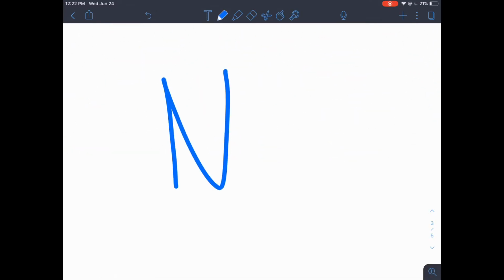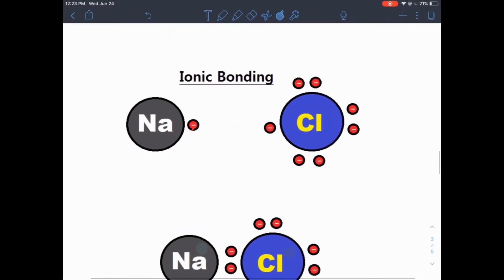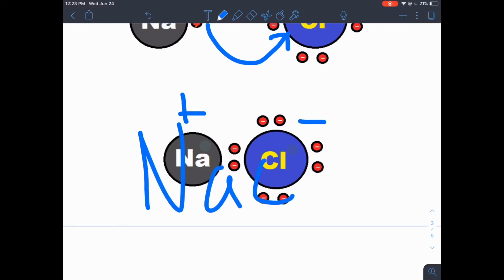An example of an ionic compound is sodium chloride, or table salt. Sodium and chlorine form an ionic bond because sodium has 1 valence electron and chlorine has 7 valence electrons. Therefore, sodium wants to get rid of 1 electron and chlorine wants to gain 1. So, sodium gives its 1 valence electron to chlorine, making chlorine a negatively charged anion, and making sodium a positively charged cation. Then, since opposites attract, they form the ionic compound NaCl.